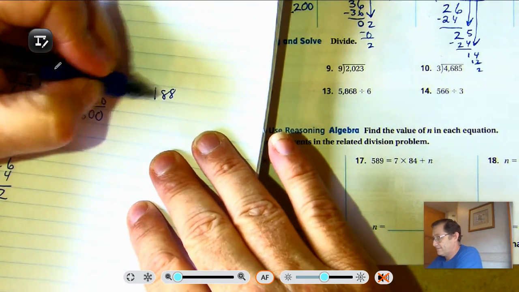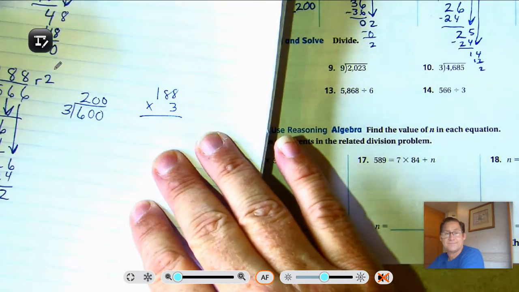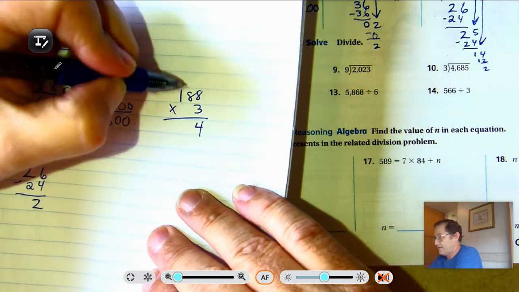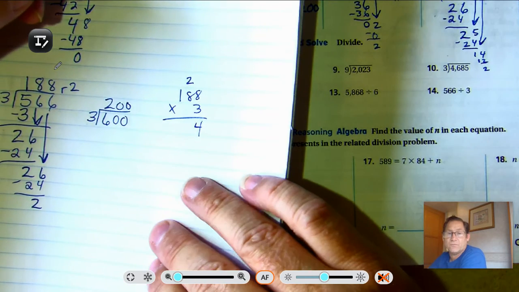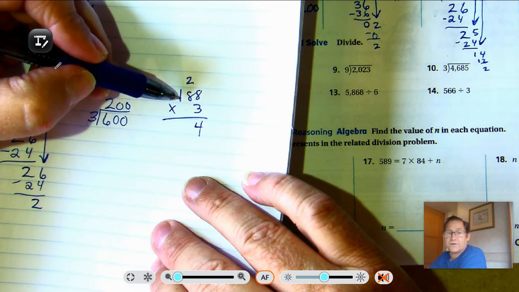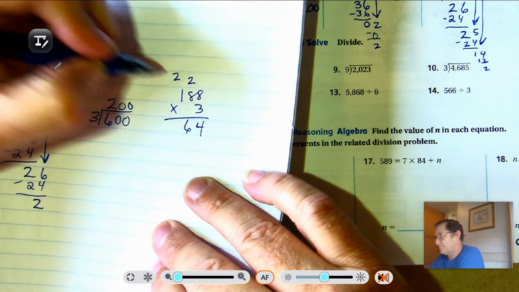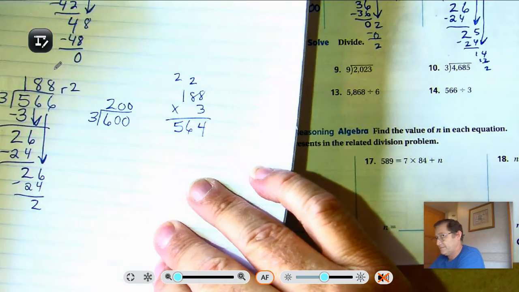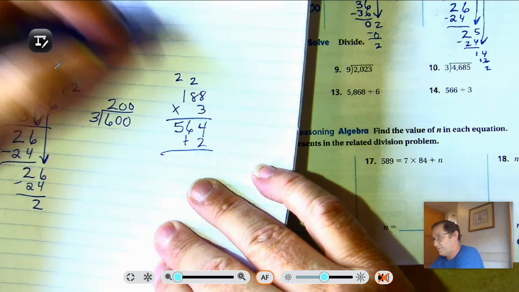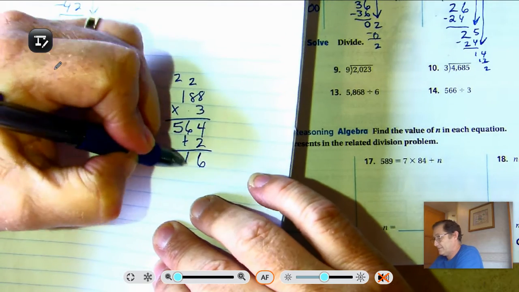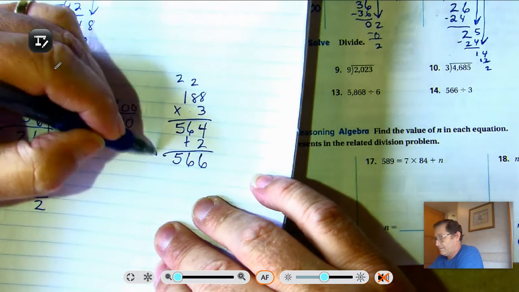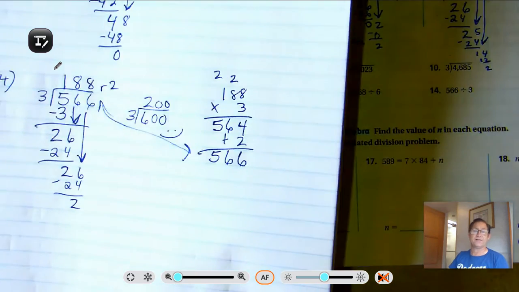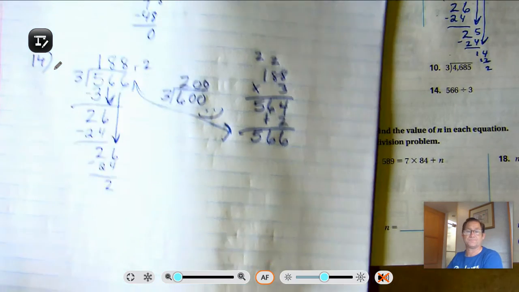Take the 188, the quotient, multiply by the divisor 3, add the remainder, and it should match the dividend. 3 times 8, 24. Regroup that as 2 tens and 4 ones. 3 times 8 tens is 24 tens, plus 2 more is 26 tens. 3 times 100 is 300, plus 2 more is 500. 64 plus 2, the remainder 2, 6, 6, 5. So my check matches my dividend, so the answer is 188, remainder 2.